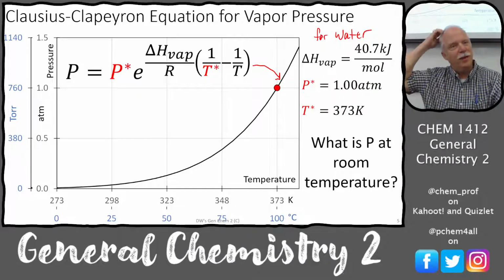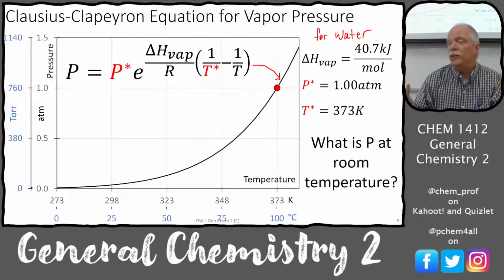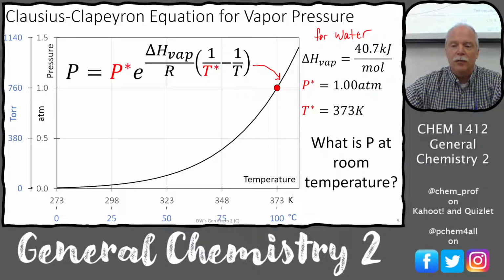So what is the vapor pressure of water at room temperature? Like how much water are we breathing in? I mean, too much is bad, right? You drown. So we're breathing in water. We have humidity. We have vapor pressure of water. We breathe that in. We also breathe it out. Our body is respiring water. And so what is the vapor pressure at room temperature?